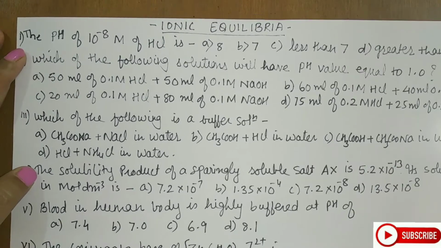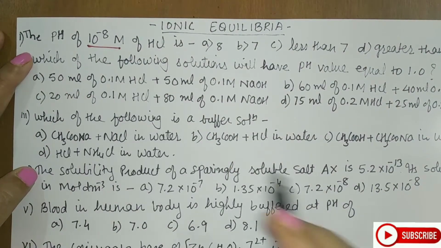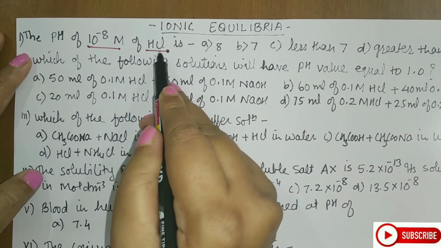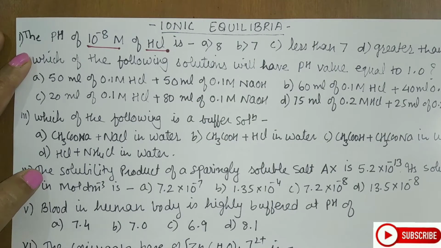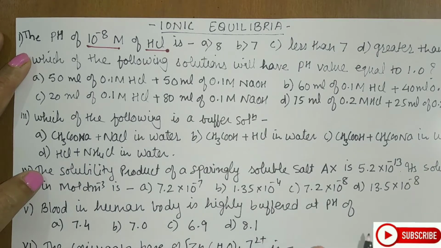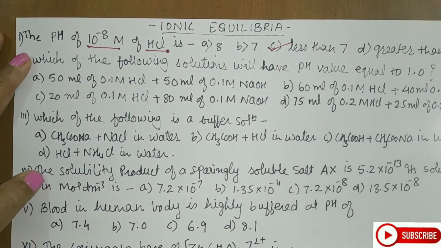The pH of 10 raised to minus 8 molar of HCl is, now students, you know that HCl is acidic in nature and therefore it will not lose its acidic character. And therefore its pH must be below 7 and therefore the answer is less than 7.